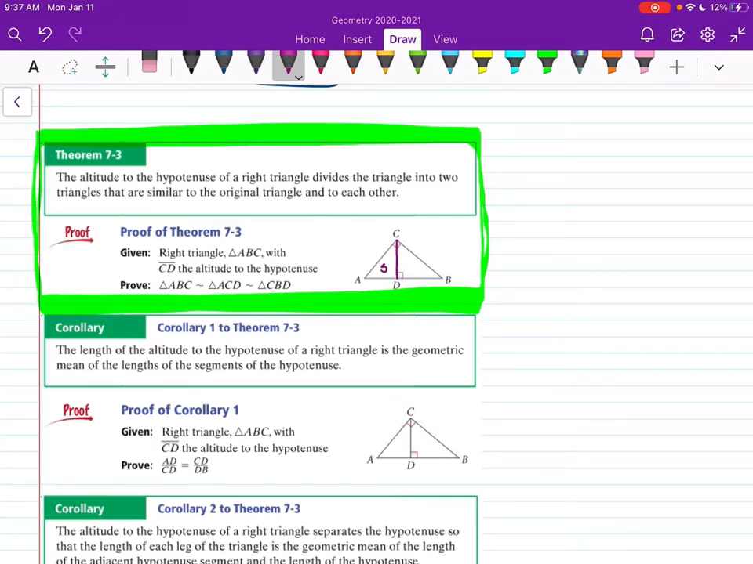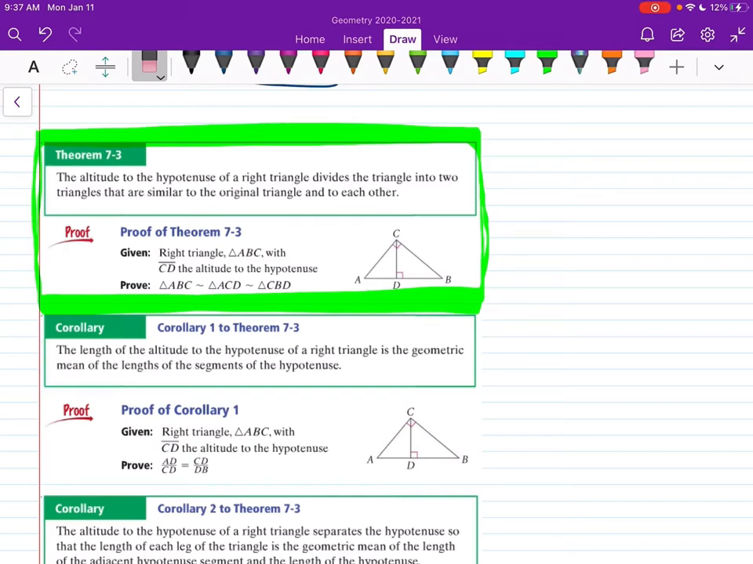I have a small triangle, I have a medium triangle, and then I have what I like to call the large triangle. So small, medium, and large. And all three of those are going to be similar to each other. So I have that triangle ABC is similar to triangle ACD is similar to triangle CBD.